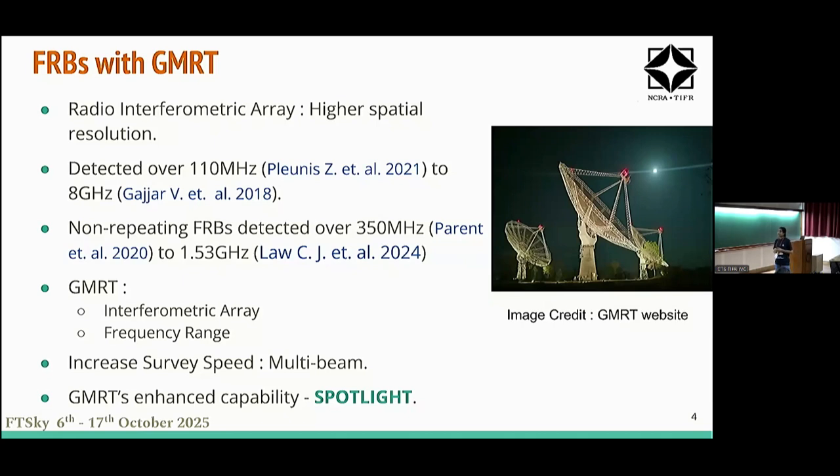From discoveries till now, we have found that repeater FRBs are seen in the range of 110 megahertz going up to 8 gigahertz. For non-repeater FRBs, they range from 350 megahertz to 1.53 gigahertz. If you see these two parameters with respect to GMRT, GMRT satisfies both needs: it is an interferometric array, and at the same time the frequency ranges fall well within the operable range of GMRT.